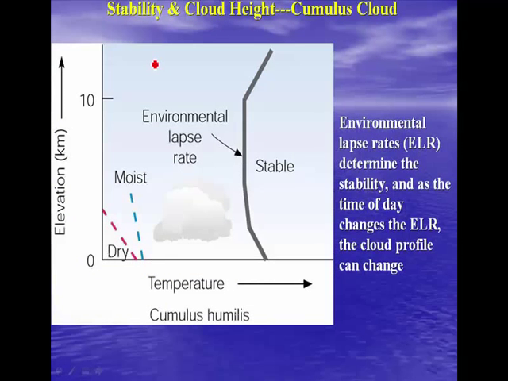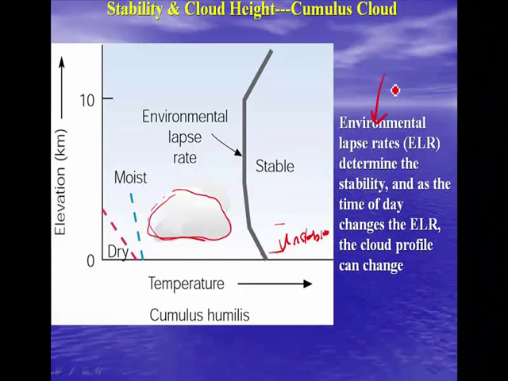We get a little bit closer. Again, we can see that this portion here is considered unstable because temperature is decreasing with height. And at this point, it's become stable, and so the cloud itself can't develop very high. So basically, the environmental lapse rate determines the stability.